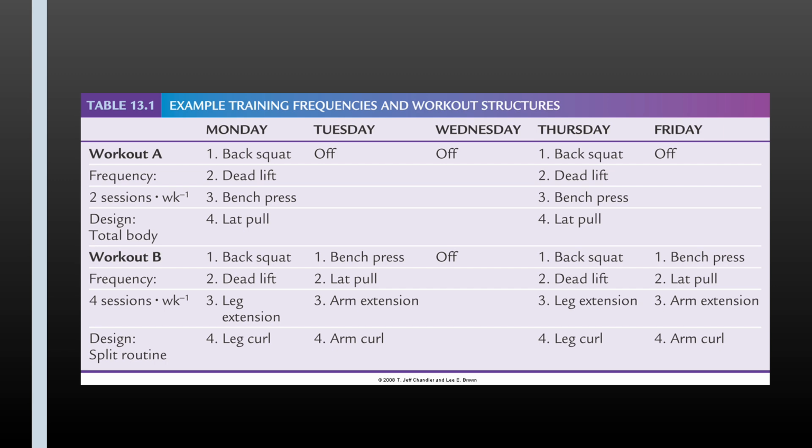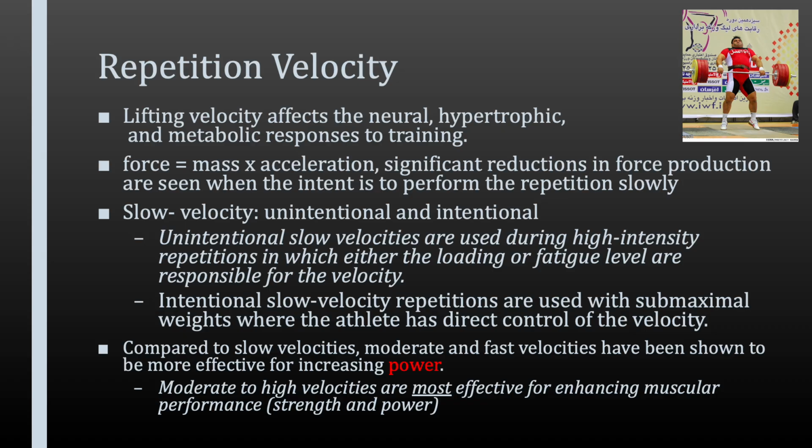Here is just an example training frequency and workout structure. Repetition velocity. Lifting velocity affects the neural, the hypertrophic, and metabolic responses to training. It is highly dependent on loading, which is our intensity, as well as fatigue. So force equals mass times acceleration. Significant reductions in force production are seen when the intent is to perform the repetition slowly.